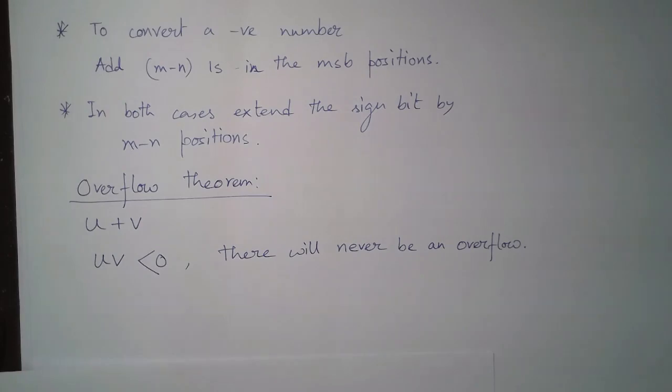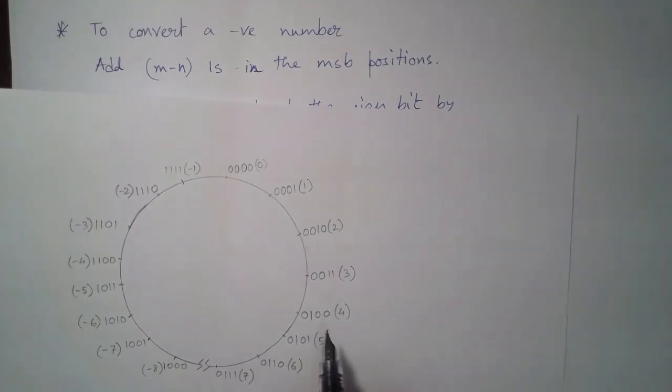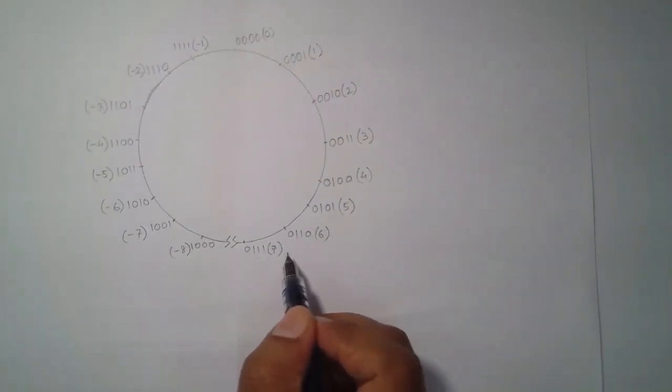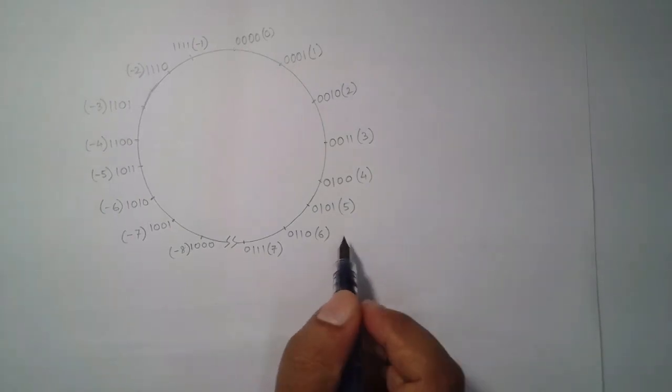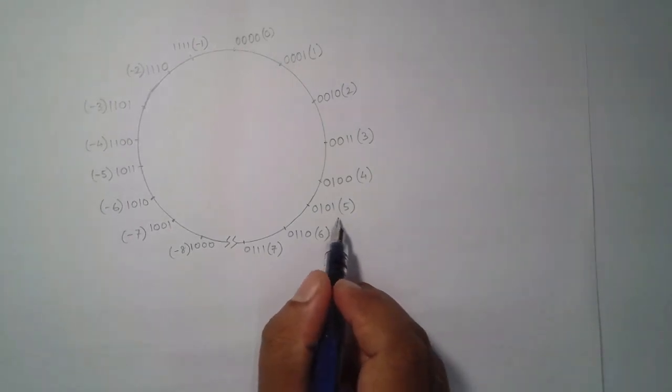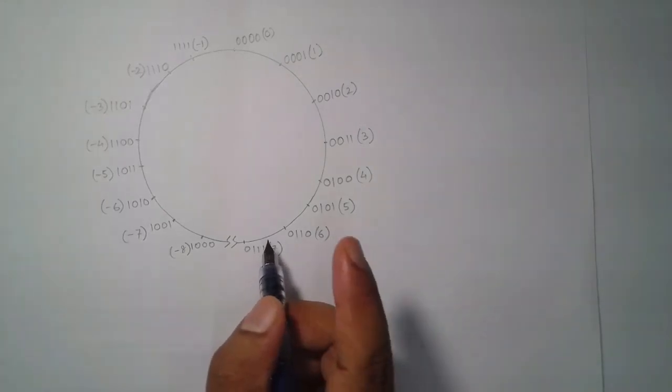Now we can also look at the cases when there is an overflow. So let us say I want to add two numbers, 5 with 5. So 5 plus 5 is 10. Now this number is not on this number circle. So then there is an overflow. So wherever you cross the breakpoint, then there is an overflow.